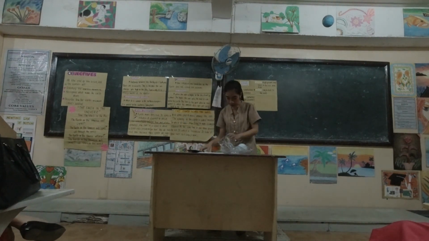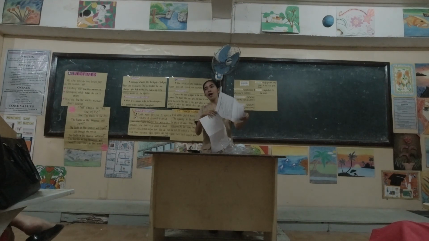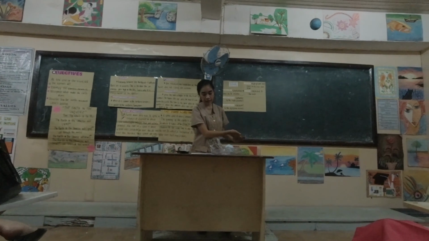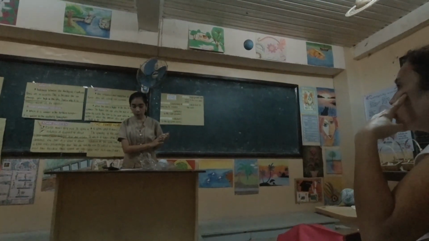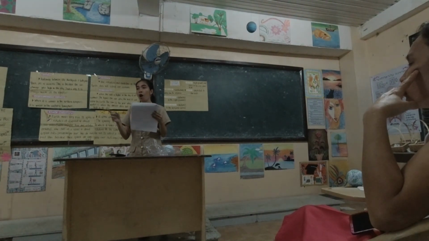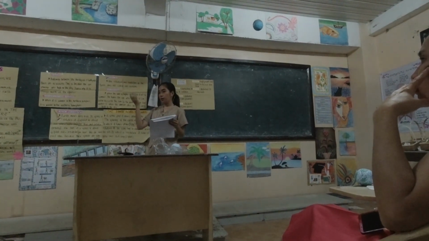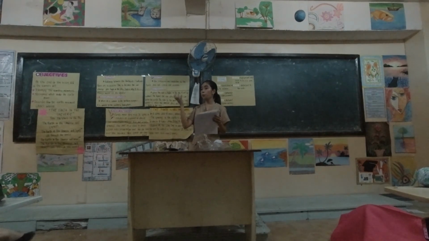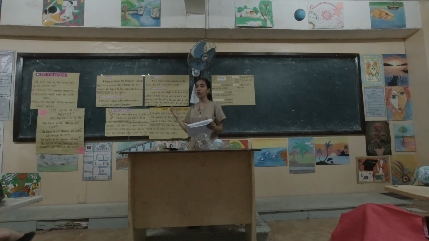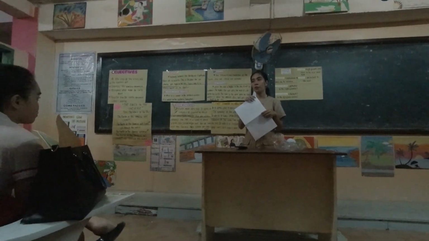So class, kindly get 1/4, and for your assignment, this will be passed on tomorrow. The assignment is: is there any possibility that the Earth will stop to move and spin? Or it means na may possibility ba na yung Earth ay mag-stop to rotate on its axis and to revolve around the Sun? So yun yung assignment niyo class, okay? This will be passed on tomorrow. Write it on one whole sheet of paper.